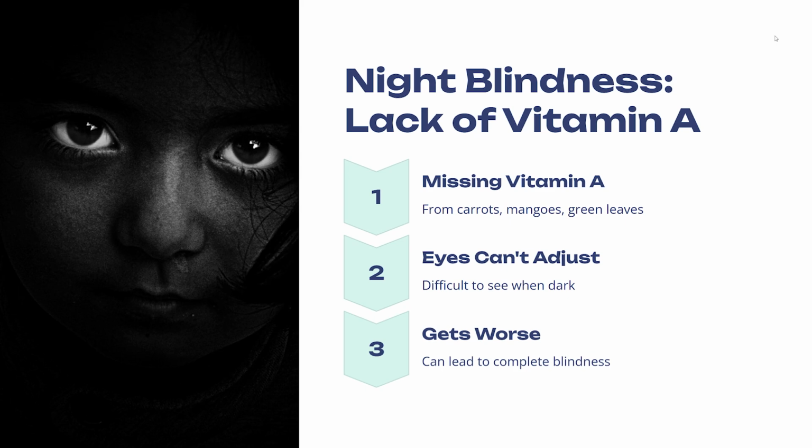Another one is night blindness. This comes from not having enough vitamin A. A person with night blindness cannot see properly in the dark. If it gets worse, it can even lead to total blindness. Foods like carrots, mangoes, and green leafy vegetables help prevent this.